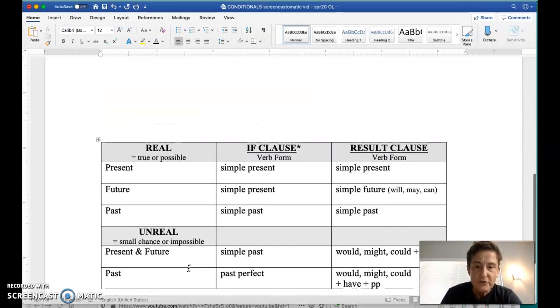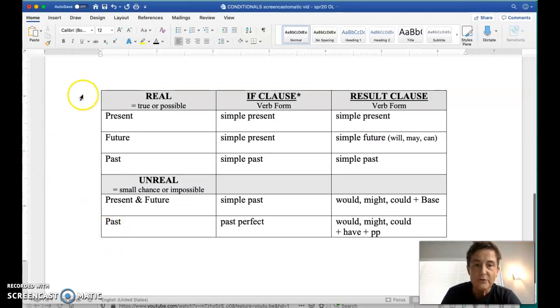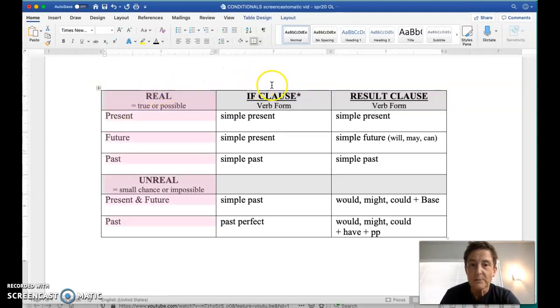So again, the chart, you have to memorize which verb tenses. For real, memorize which verb tenses for real, and memorize what goes in the if clause, and then what goes in the result clause. Okay, and the same for unreal. You have to memorize what goes in the if clause or what goes in the result clause. It all depends on the tense. Present or future go together. Past. For real, present is separate from future, and then also past.